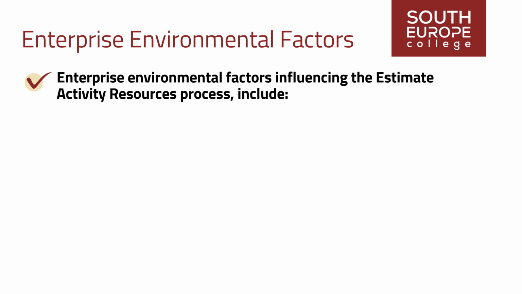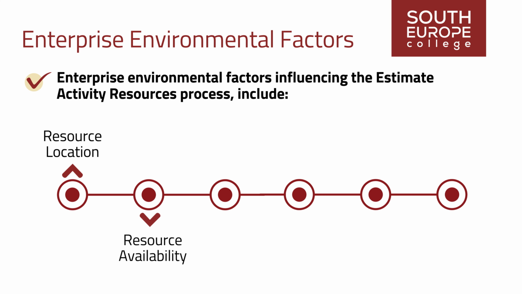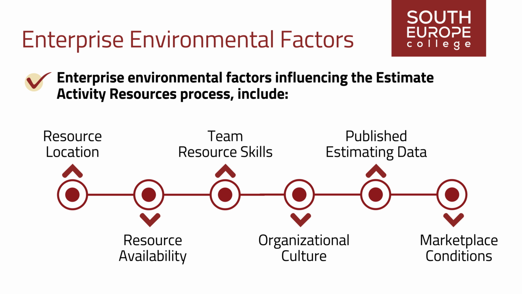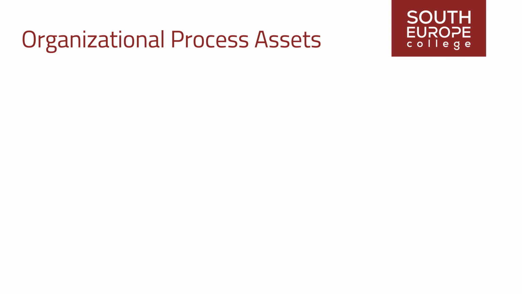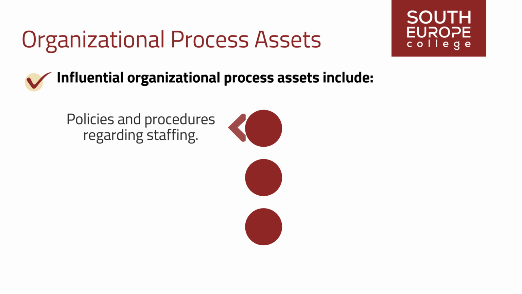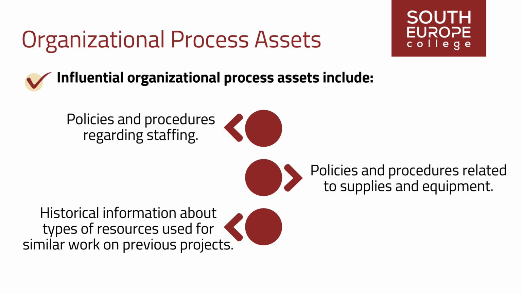Enterprise environmental factors influencing the estimate activity resources process include resource location, resource availability, team resource skills, organizational culture, published estimating data, marketplace conditions. Influential organizational process assets include policies and procedures regarding staffing, policies and procedures related to supplies and equipment, historical information about types of resources used for similar work on previous projects.